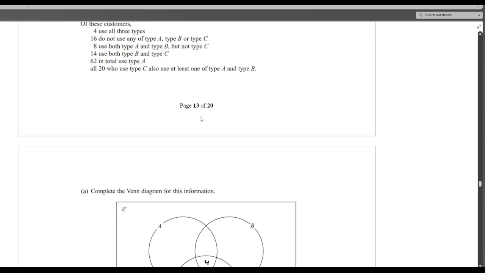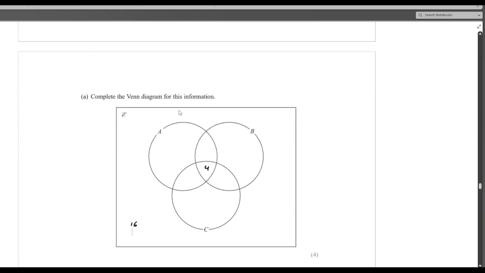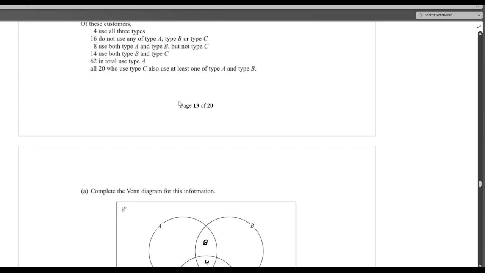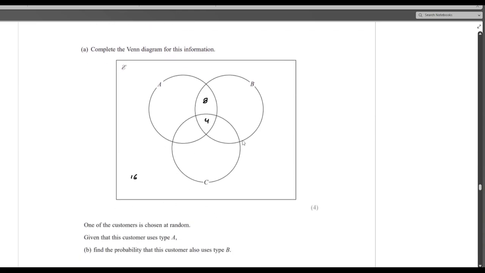Then 8 use both type A and type B, but not type C. So excluding type C, 8 will be here. 14 use both type B and type C. Now 14 are using both type B and C, so out of 14, 4 I have written, I will write here 10. So this indicates that 14 are using both type B and C.